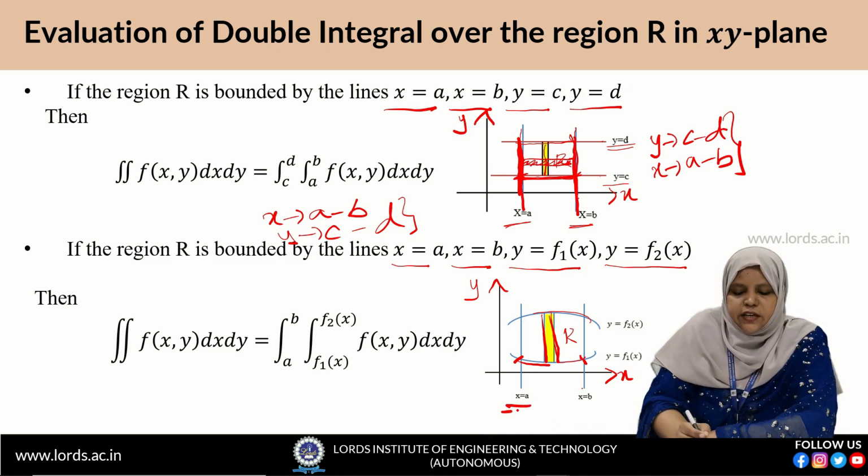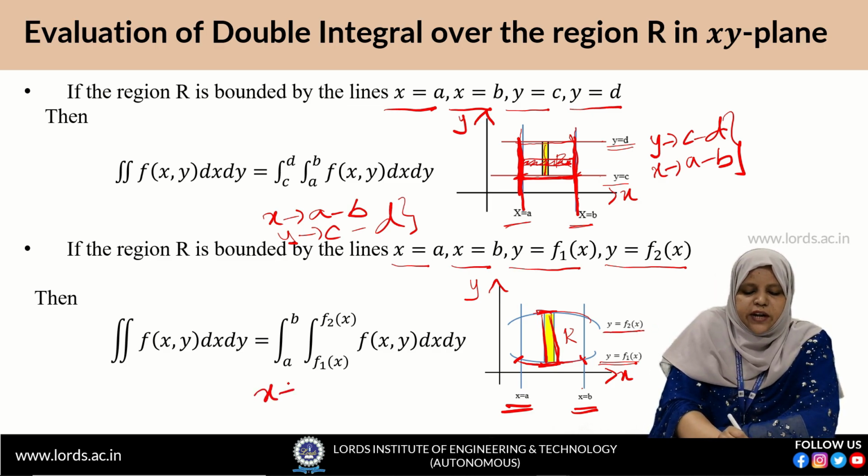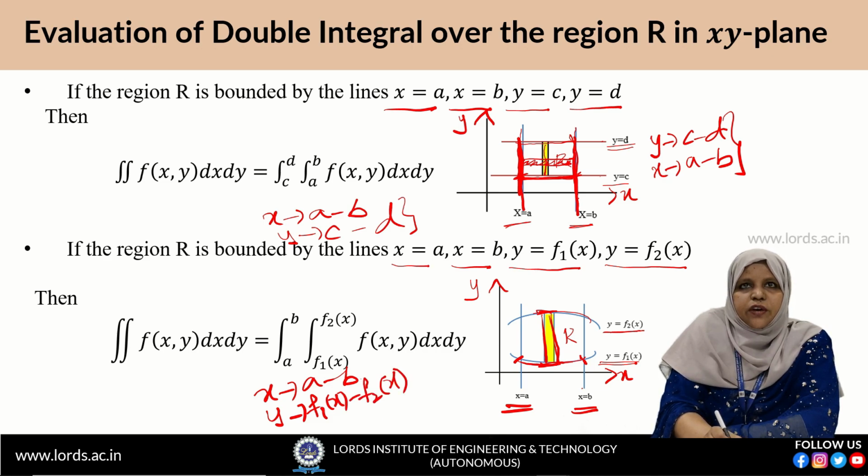How is x changing? x is changing from A to B. And to get the limits of y, what should I see? I should see the ends of the strip. The lower end of the strip is on y is equal to f1 of x, and the upper end of the strip is on y is equal to f2 of x. So the limits of x are A to B and the limits of y are f1 of x to f2 of x.